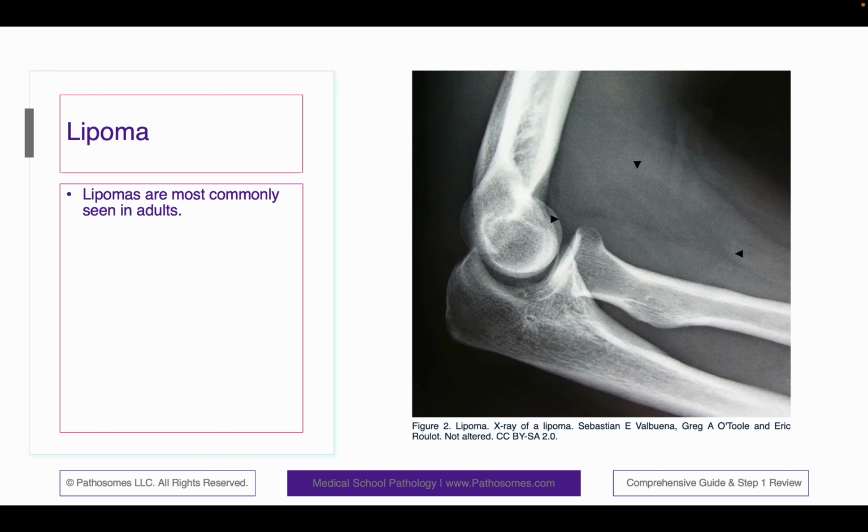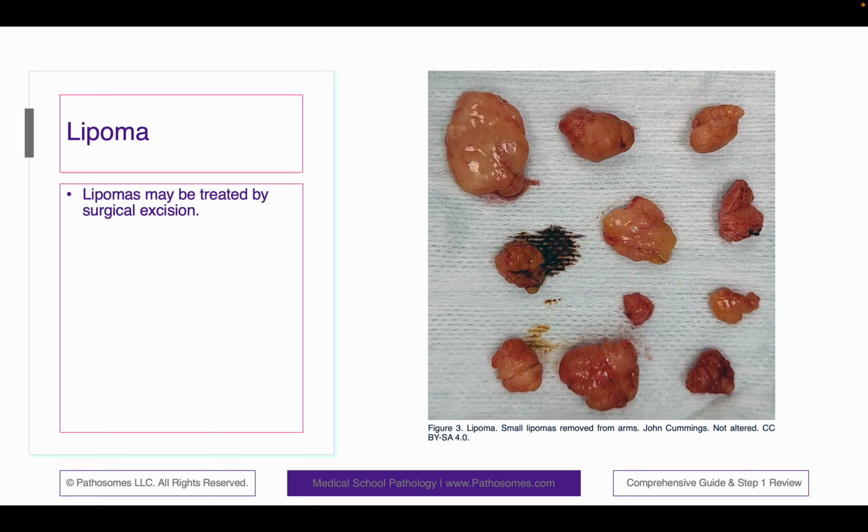Now, lipomas are most commonly seen in adults. To the right here, we can see an x-ray that showcased the lipoma, marked by the arrowheads. Fortunately, lipomas may be treated by surgical excision. As you can see here, this was a picture taken from a patient who had multiple lipomas removed.